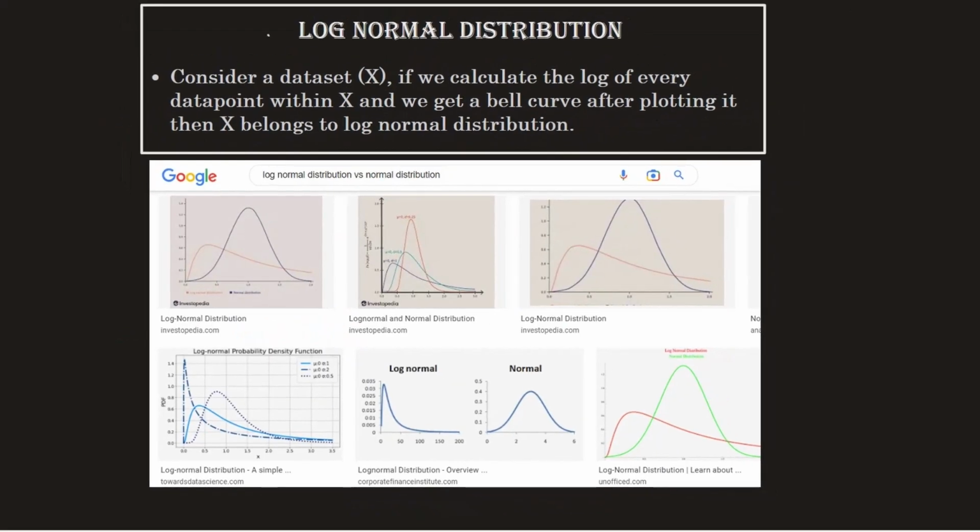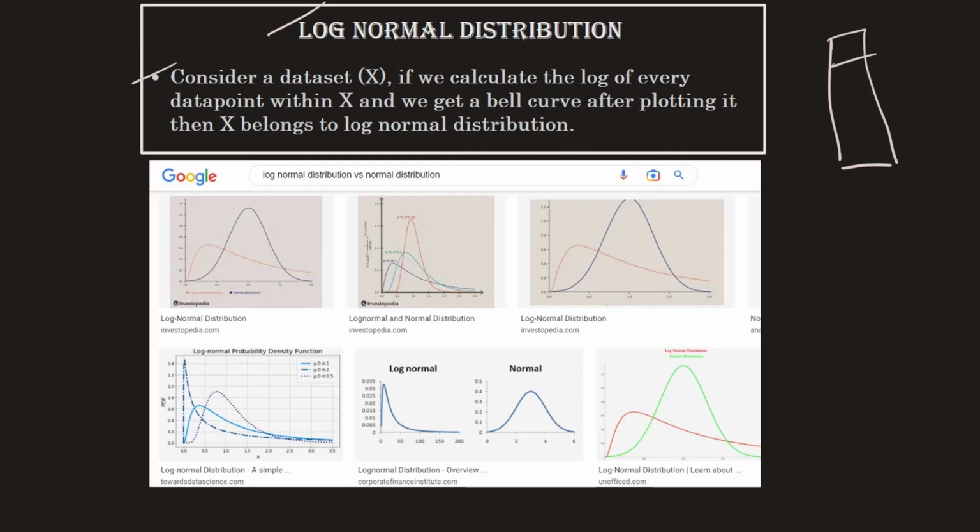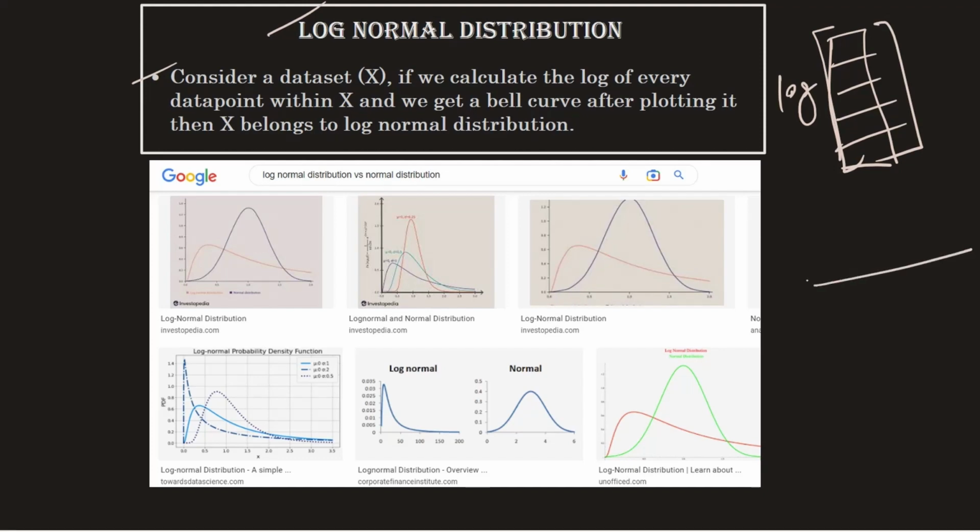Next, we are going to cover the log normal distribution. Consider a data set X, and let's say that we calculate the log of each and every data point within X. Let's say that we have a data set X which has 5 data points, and we calculate the log of all of the values individually one by one. When we plot all the log values on the screen, we get a bell-shaped curve like this, just like a normal distribution. In that case, this data set X will be considered as following a log normal distribution.